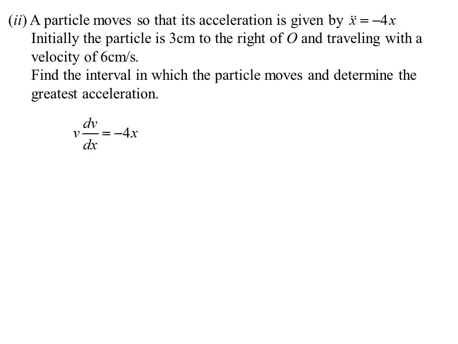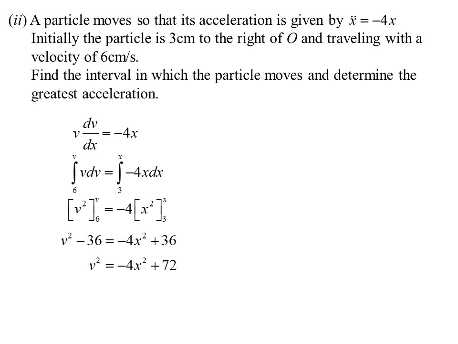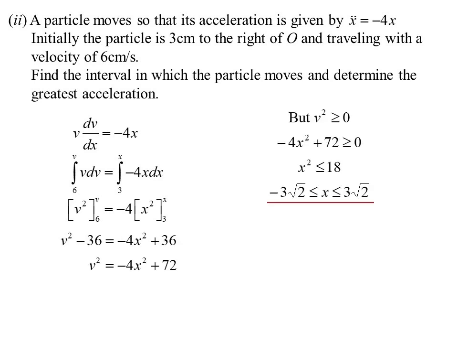V dv/dx. Let's see what happens. Separate my variables. They've given me the x and v values of 3 and 6. Integrate. Substitute in. There is my equation for velocity squared. So I want to solve that inequality. I'm in between minus 3 root 2 and 3 root 2 when I solve that.